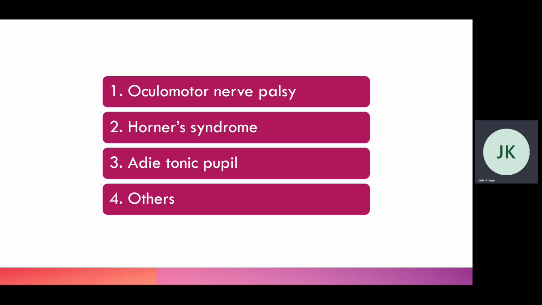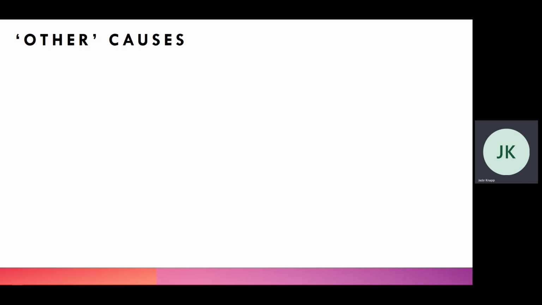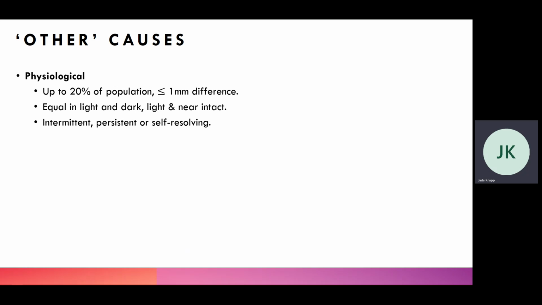Let's now talk about the actual causes, okay? There's three of them: third nerve palsy, Horner syndrome, Adie's tonic pupil, and then others. I'll quickly check off others first, because in a sense that's the easiest. Physiological we've talked about, up to 1 in 5 people, generally under 1 millimetre, equal in light and dark. We talked about that. Can be intermittent, it can be self-resolving, okay?